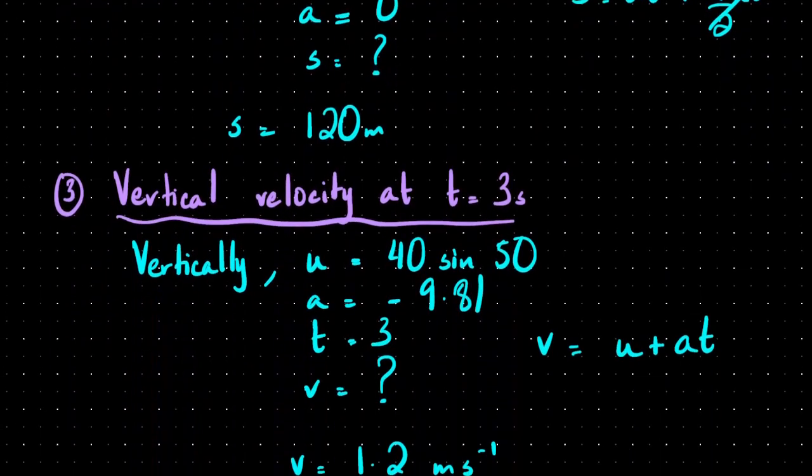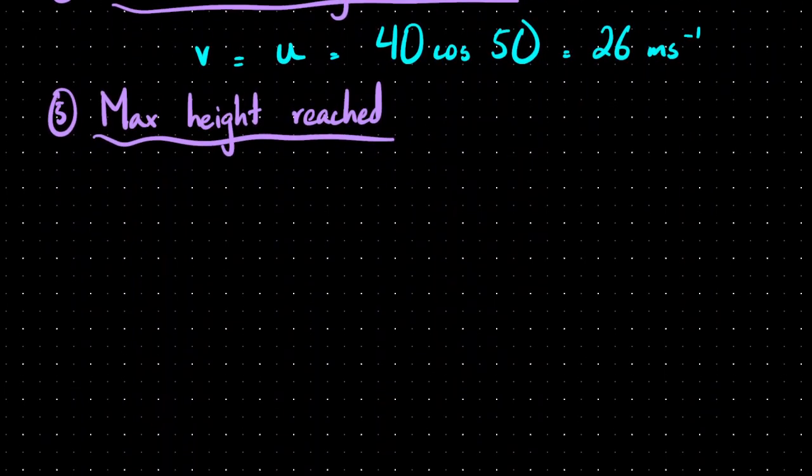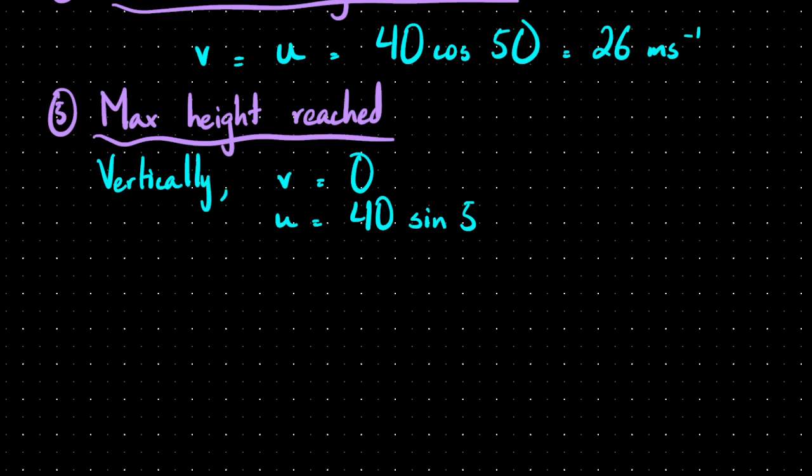So again, we'll be taking the vertical aspect of things here. So vertically, the final velocity v must be 0. The initial velocity must be that initial velocity of projection, 40 sine 50, and we know the acceleration must be equal to negative 9.81, and we need to find the maximum height, which is s in this case.